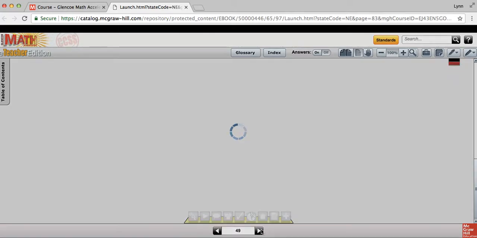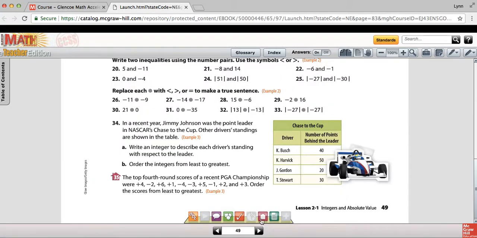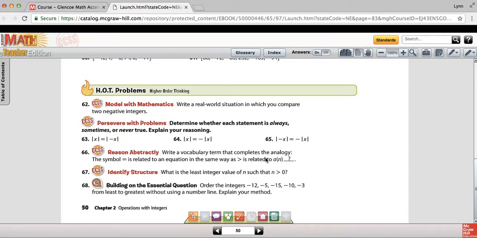For lesson 2.1, we're also going to look at page 50, the HOT problems 63 and 65. In 63, it asks us to determine whether each statement is always, sometimes, or never true. In this case, the absolute value of x equals the absolute value of negative x. No matter what we put in those absolute value bars, the answer is always going to be positive.